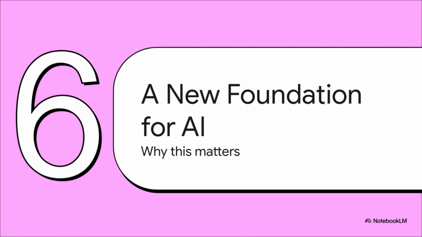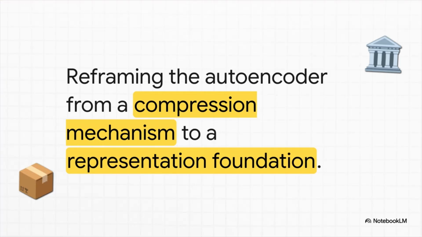So let's zoom out. What does all of this mean for the future? Because this isn't just about making AI art generators a little bit better. No, this is a whole new foundation. It's a fundamental shift in how we even think about building this stuff. The big takeaway is this shift right here. We've gone from thinking of this component as just a compression mechanism, a simple tool for making files smaller, to seeing it as a representation foundation. The autoencoder just got a massive promotion. It's not the file clerk anymore. It's the chief architect, laying the groundwork for AIs that can actually understand things on a deep, meaningful level.